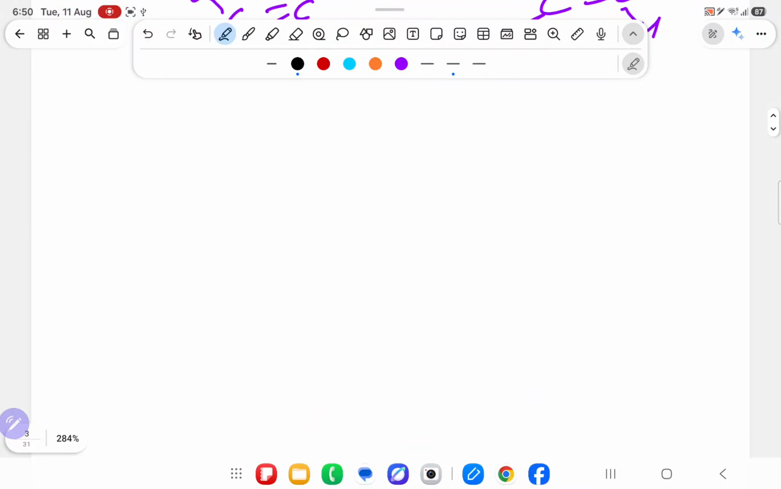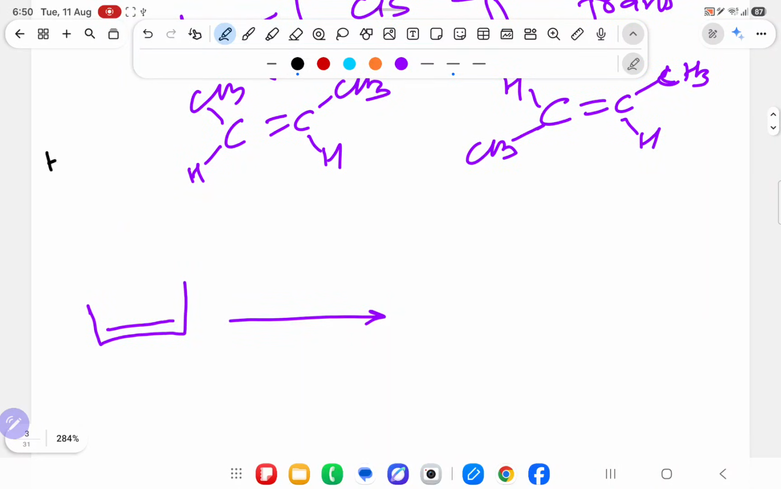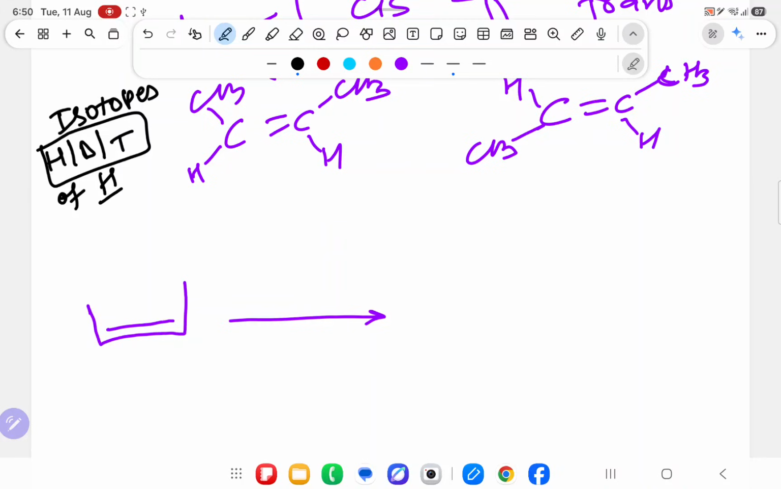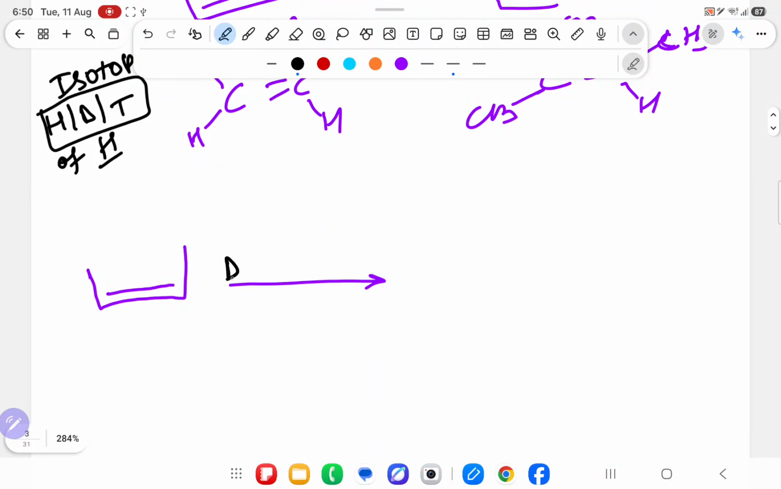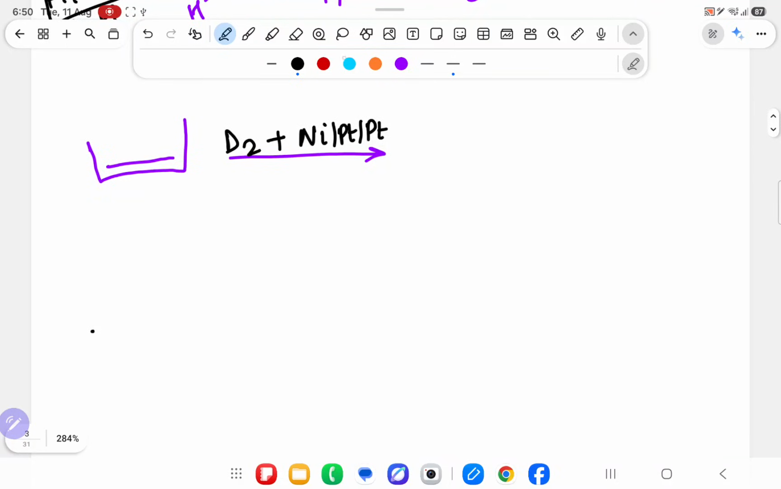Again, suppose I have taken one structure over here, an alkene, and I am reacting that alkene with D2 in place of hydrogen. We know that hydrogen has three isotopes: protium, deuterium and tritium. These are the isotopes of hydrogen. So in place of hydrogen, I will take D2, with nickel, platinum or palladium catalyst. And same situation, I have taken another example of trans. This is our trans, and I am reacting that trans also with D2 in presence of palladium.